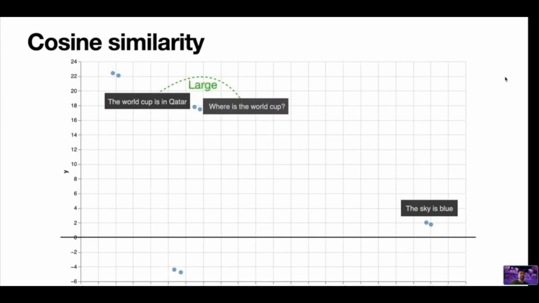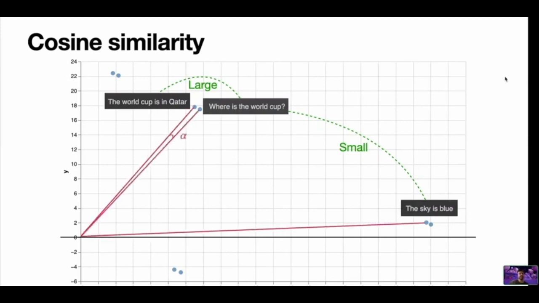We're going to say that "The World Cup is in Qatar" has a large similarity with "Where is the World Cup," because they're very similar. And "Where is the World Cup" is far from "The sky is blue," so they have a small similarity. So how do we get a large number between two close ones and a small number between ones far away? Let's look at the angles. The angle between two close ones is a very small number, and the angle between two that are far away is a large number. So we have to turn large numbers into small and vice versa.